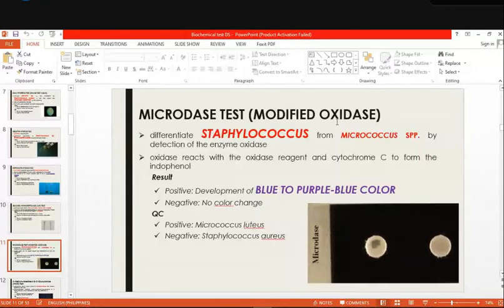Sino na yun? Si Dexter? Si Brandon? Brandon, po, Brandon, explain mo daw yung microdase modified oxidase test, sabi ni Ma'am Arlene. Wait lang. Bakit ka po natatawa, sabi ni Ma'am Arlene? Nakikinig si Ma'am Arlene.